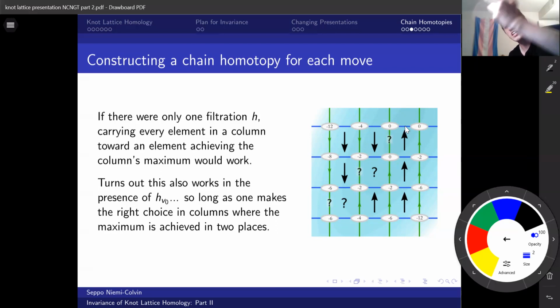Well, turns out this also works in the presence of the translated height function, so long as one makes the right choice in columns where the maximum is achieved in two places. In particular, the steps of the homotopy, so long as the height function is changing and actually increasing along those steps, will still work afterwards, due to the fact that it is a translation by V0. V0 is small enough that it won't change it too much. The problem is just when you have two things matching.